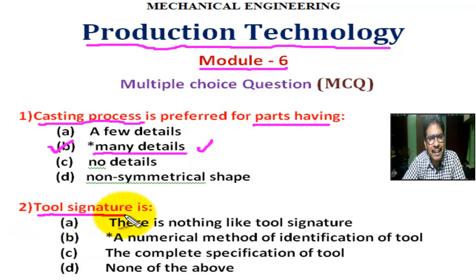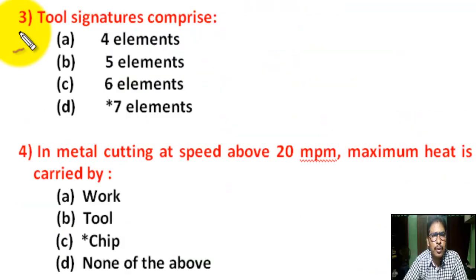Question number 2. Tool signature is, what is the identification of tools? There are 4 options. Correct answer is B. Tool signature is a numerical method of identification of tools.